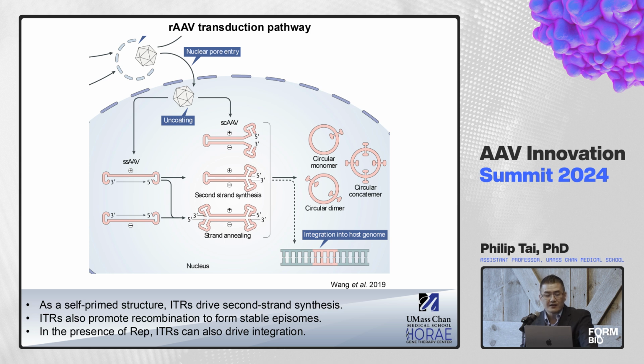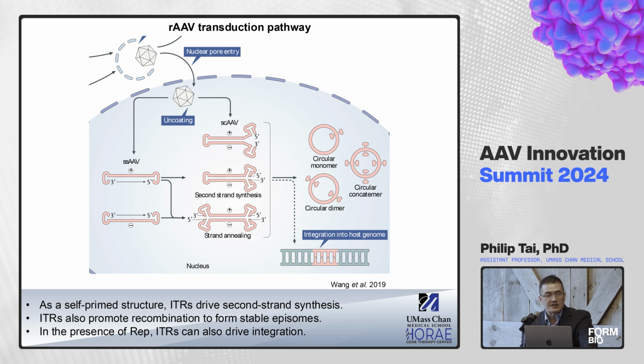Because it's a self-primed molecule, this can initiate second-strand synthesis to form self-complementary AAVs that are double-stranded, and then this can undergo intramolecular recombination to form these stable monomers or episomes. And then they can also further recombine into these circular concatemers. ITRs are also known to drive integration in the presence of Rep. And this is sort of the natural life cycle of AAV.